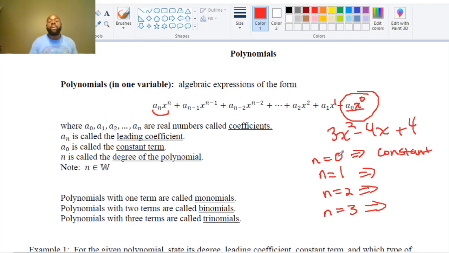It is a polynomial. If n equals 1, we call those linear polynomials. An example of a linear polynomial is something like x minus 7. The highest degree is 1. 7 is a linear constant polynomial, for instance. When the highest power is 2, we call that quadratic.